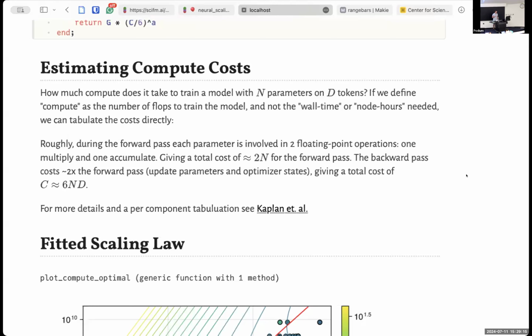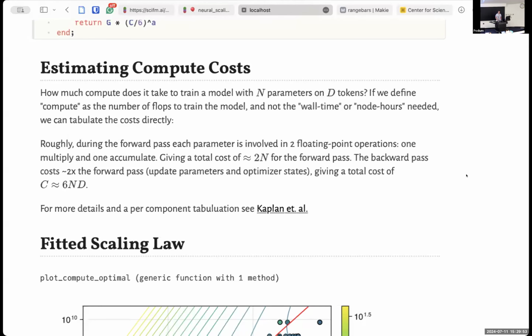And there's a very detailed, step-by-step process in the actual Kaplan paper for what this cost is. But at a high level, in the forward operation, each parameter is involved in two floating point operations: a multiply and an accumulate. And in the back pass, you have to do a multiply and accumulate to update your parameter and a multiply and accumulate to update your optimizer. So you ultimately end up doing around 6 operations for every parameter in a forward and backward pass. And then you have to do that for every single token. So 6ND is your overall compute.